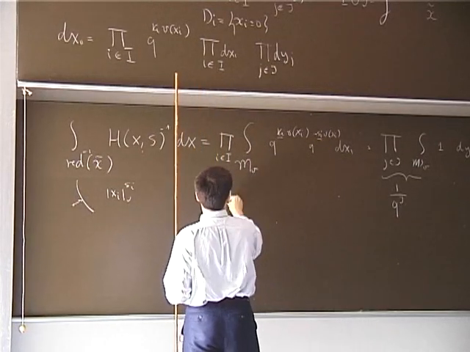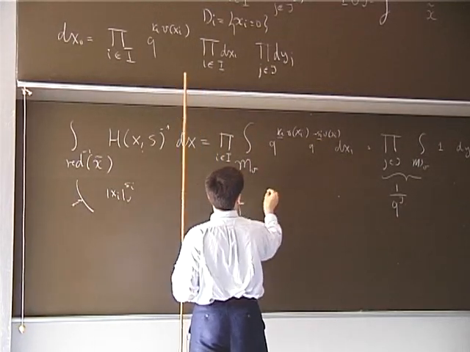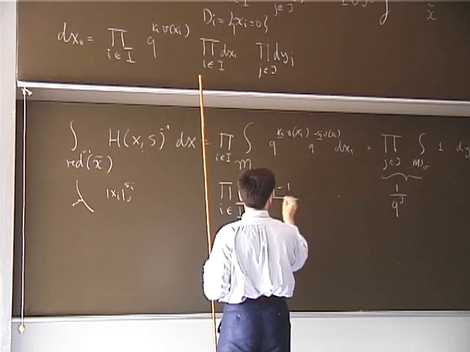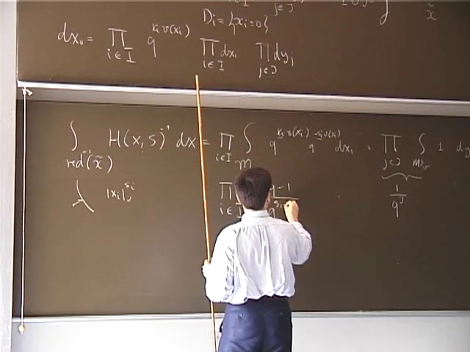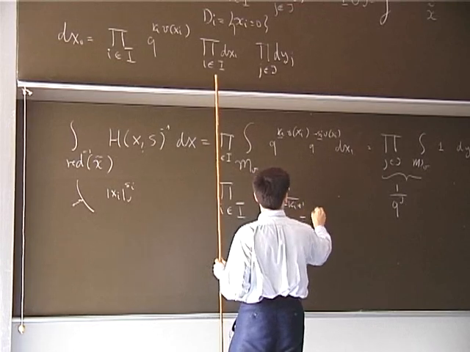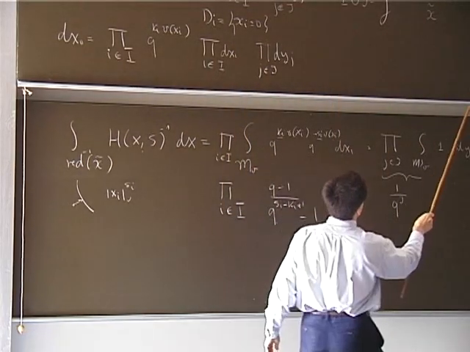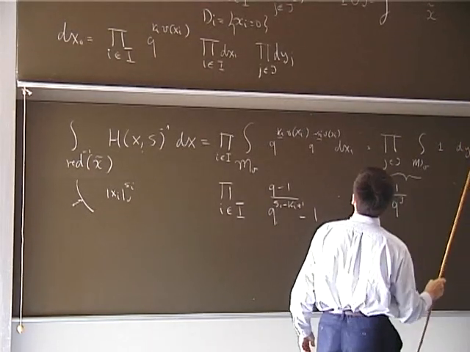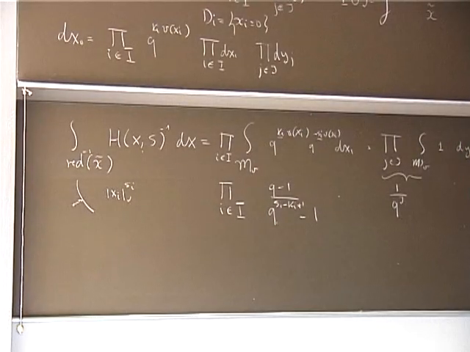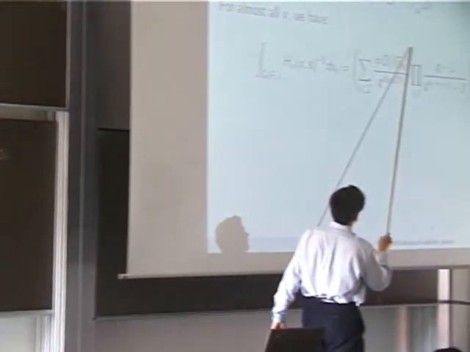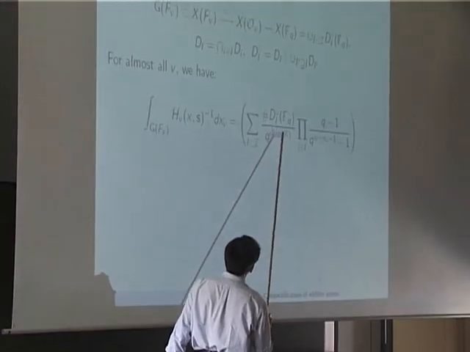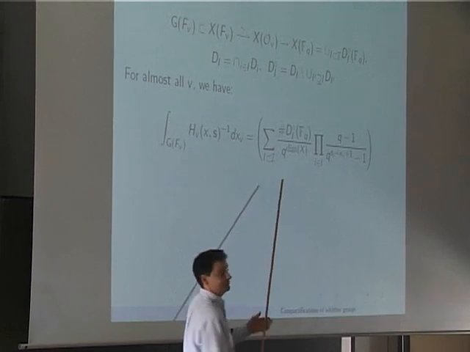So this gives us a product over I and I, well, Q minus 1 over Q to the Si minus kappa I plus 1 minus 1. And then we pull everything together, we're summing over all points in the strata, and that's a formula that's written here. So each X contributes this, and then we sum over all the strata, we have that.